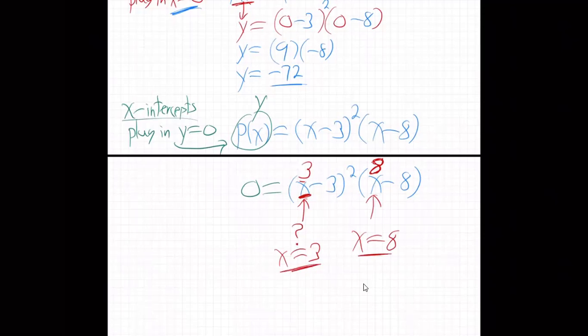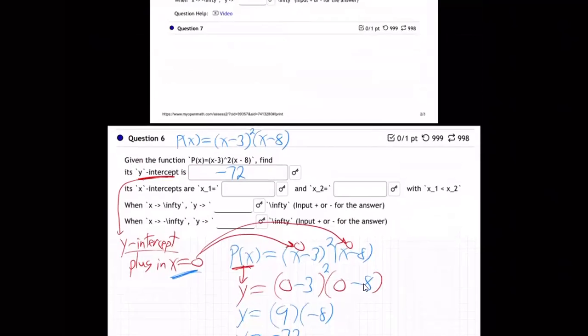So the answers are 3 and 8. So that's what we put up in here, 3 and 8. Oh, and they want the 3 coming first. How do you know? See over here, it says X1 is less than X2. They want the lower one coming first. This is X1 here, and this is X2 there. So 3 and 8 are the two X intercepts.